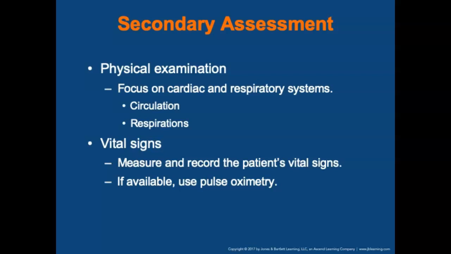Measure and record the patient's vital signs. So the pulse, respirations, the systolic and diastolic pressures in both arms. If available, use the pulse ox. If continuous blood pressure monitoring is available, use it as well. Repeat at appropriate intervals and note the time that each set of vital signs is taken and recorded.